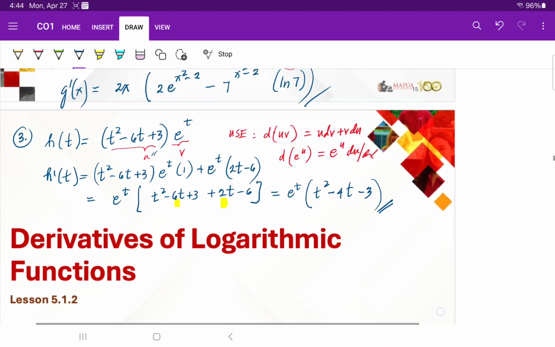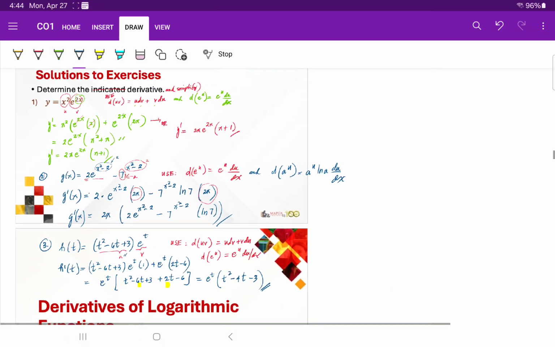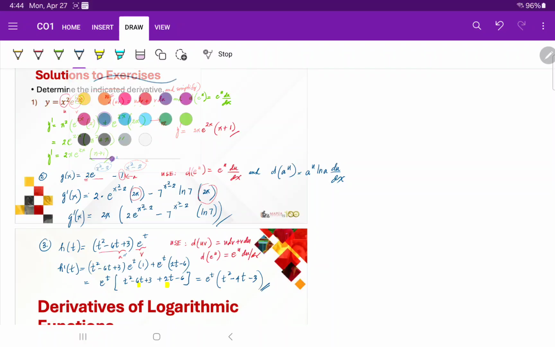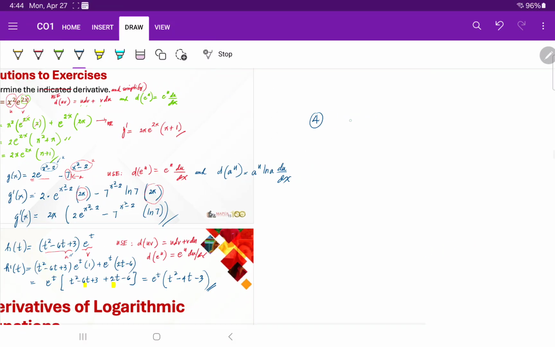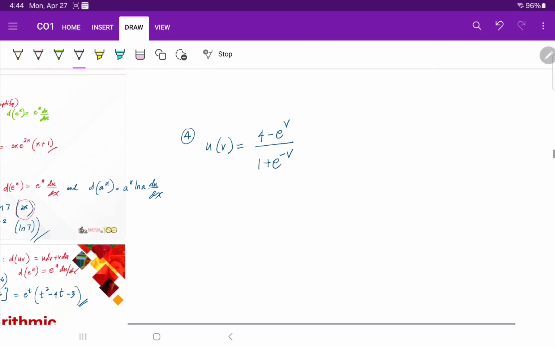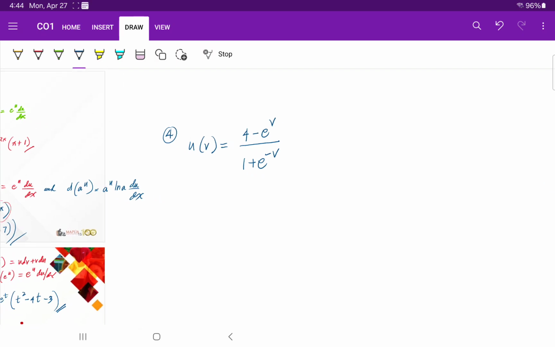Let's do number 4 on this side. For number 4, we're given u of v is equal to 4 minus e to the v over 1 plus e to the negative v. So here, your variable is v and the function is u. The name of the function is u.